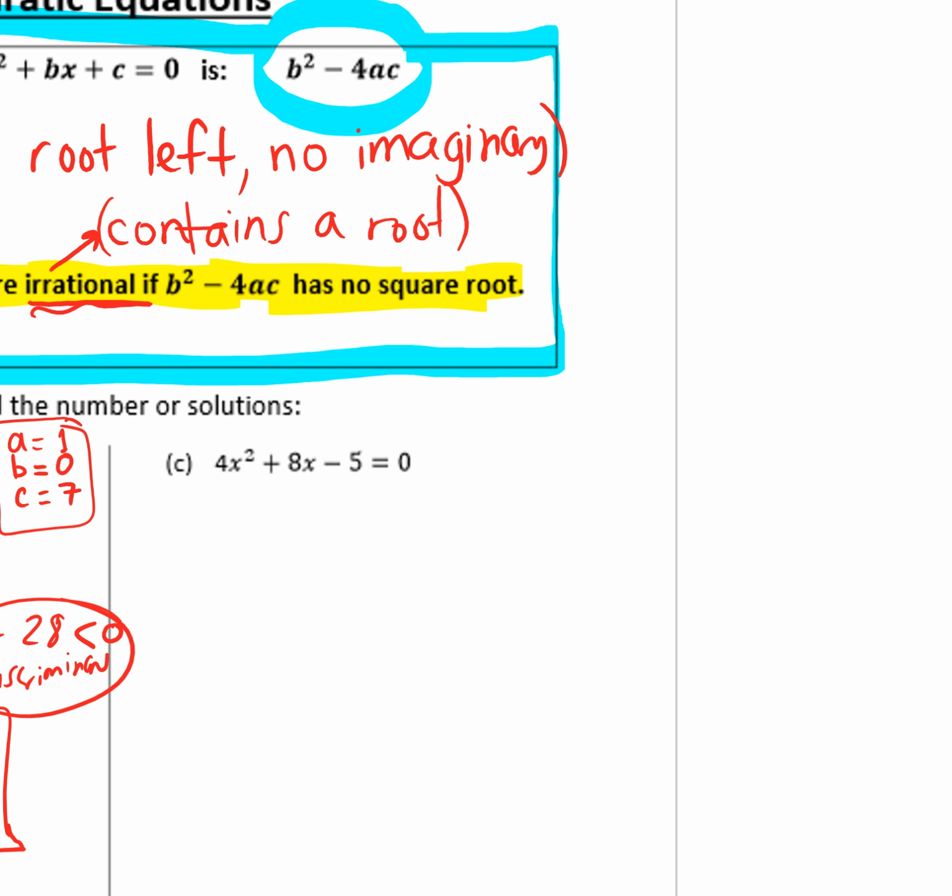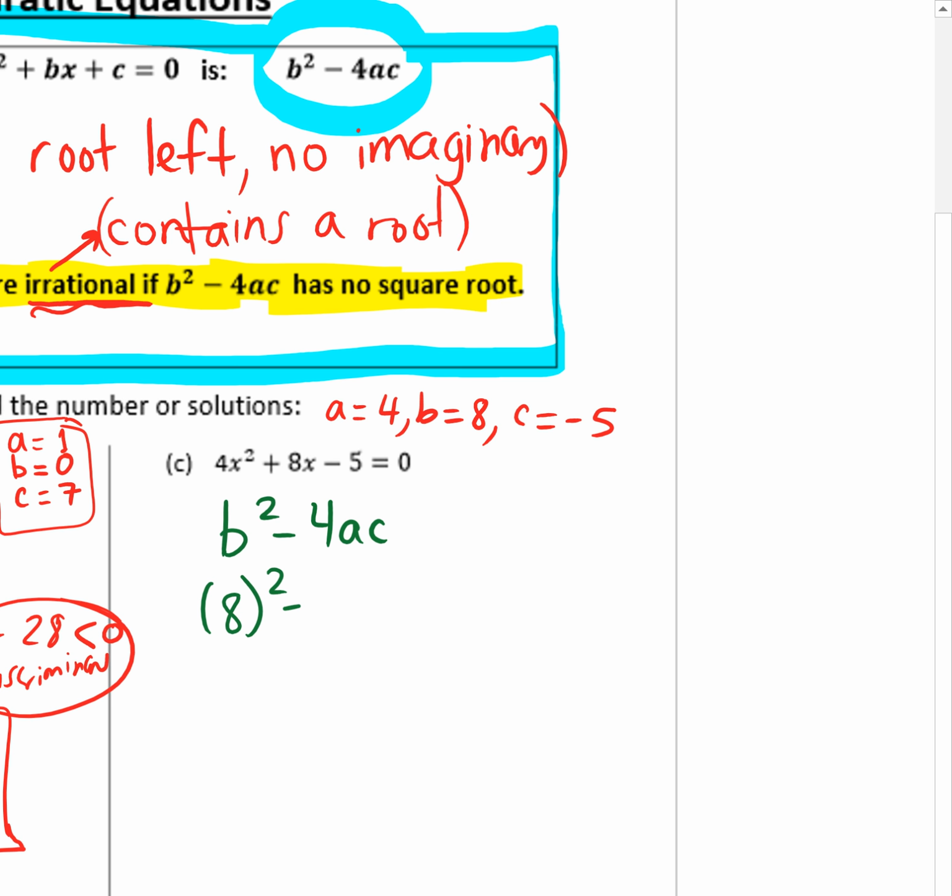All right, we're doing pretty good. Let's try part C now. Part C looks a little nicer because it's already in the right form. It's ax squared plus bx plus c equals 0. So I can go ahead and identify a is 4, b is 8, and c is negative 5. All right, and then I'll just replace those in the discriminant b squared minus 4ac. b is 8, so I'll replace that guy, squared, minus 4 times a is 4, and c is negative 5.